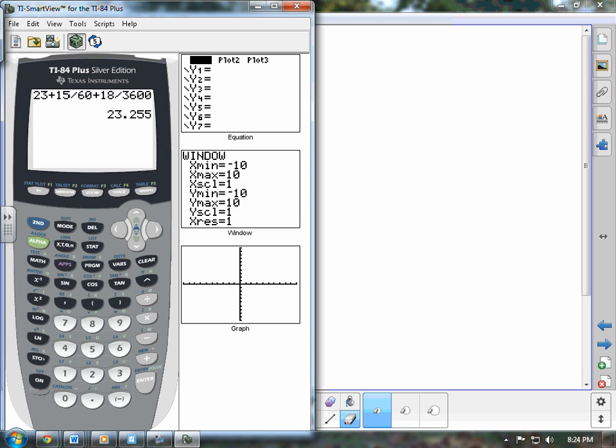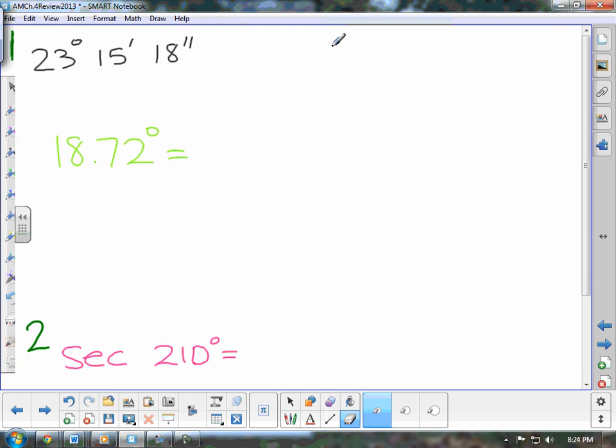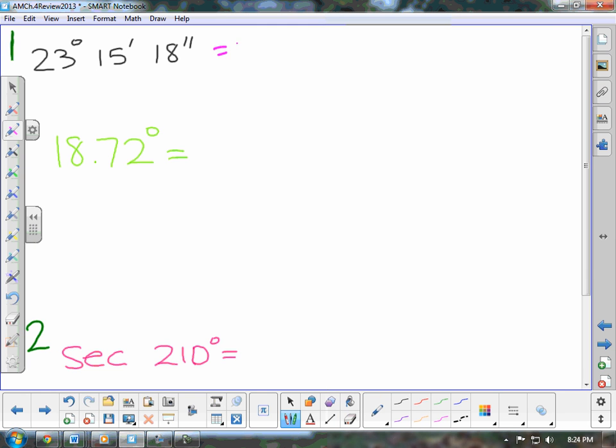And you get your answer of 23.255 degrees, because you just take the minutes and divide by 60 and the seconds by 3600.